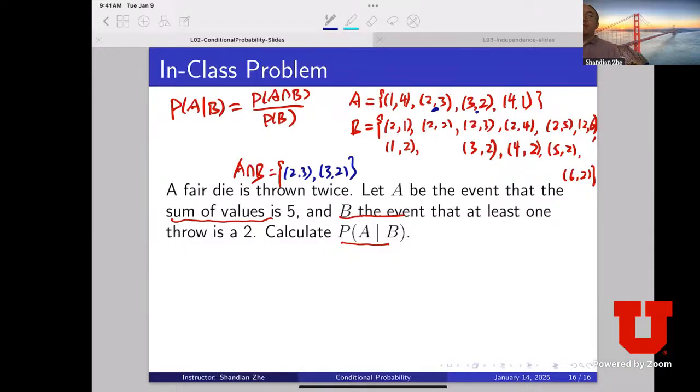Then the next thing is I will just compute the probability. To compute the probability, we need to know what's the sample space. You draw the die twice. What's the sample space? Sample space is the universal set that contains all possible outcomes. What's the sample space? Any thought?